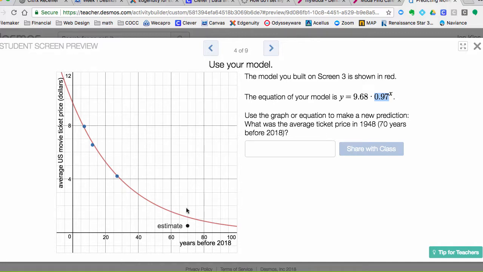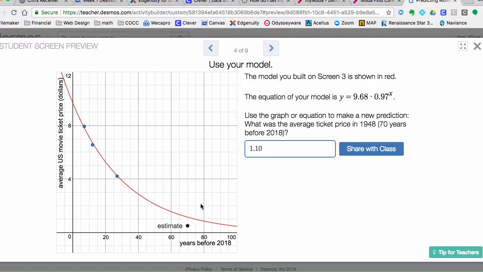Now that we have a model, we can actually make predictions. Look, there's my estimate down there. I'm going to make a new prediction that in 1948, which is 70 years ago, according to my model, it's more like $1.10. So my mathematical model is showing me this point right here, which is higher than my initial guess.